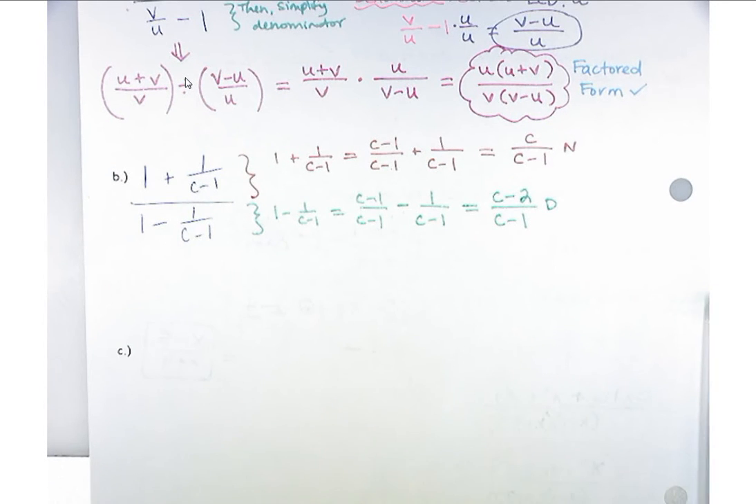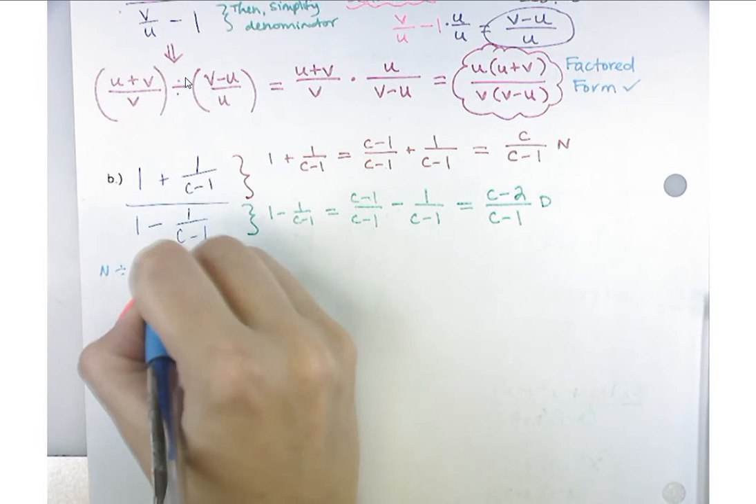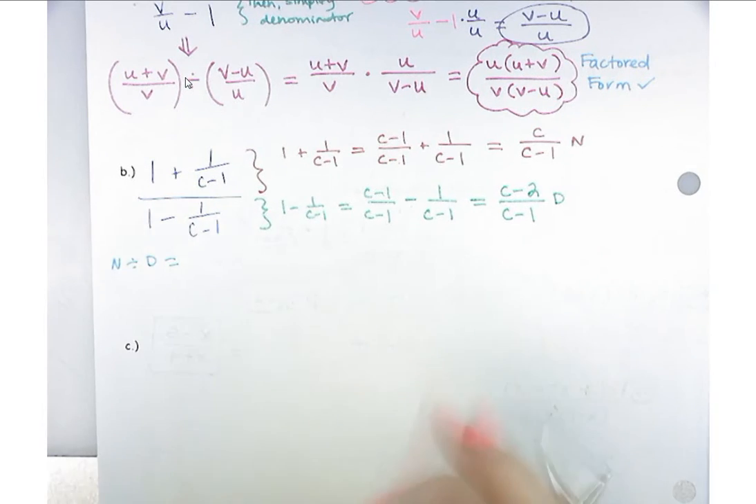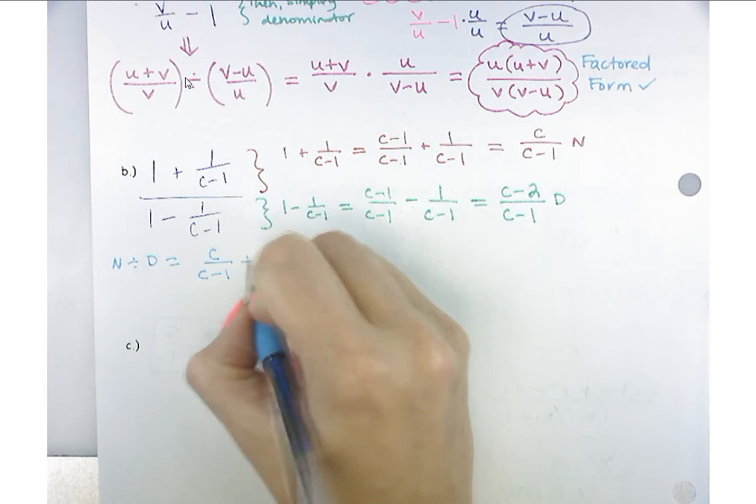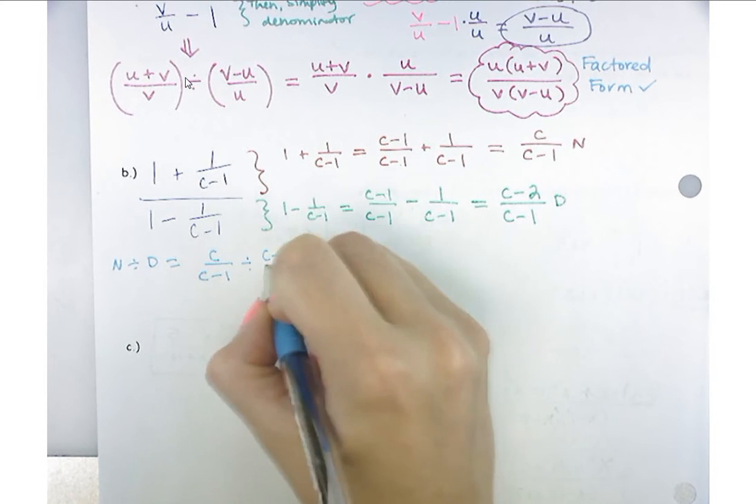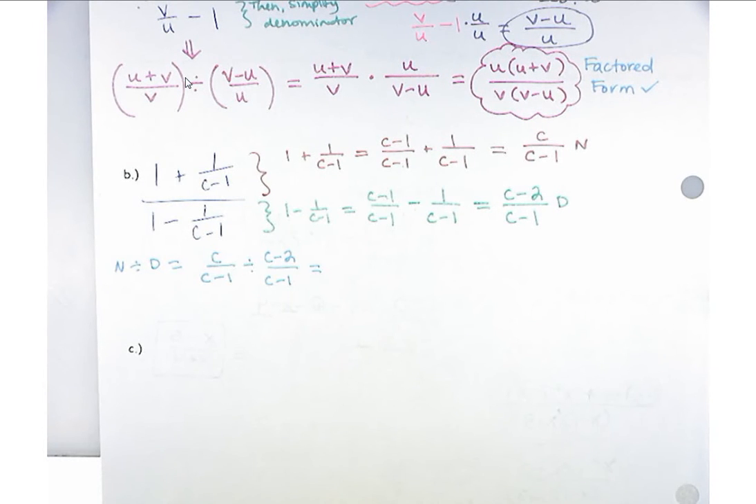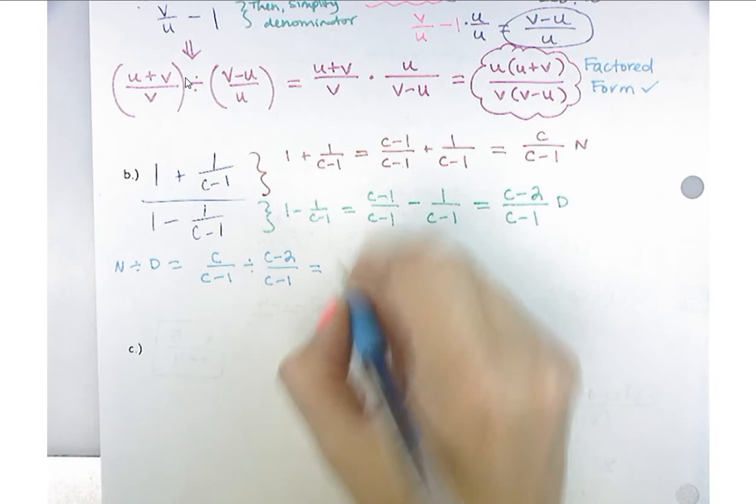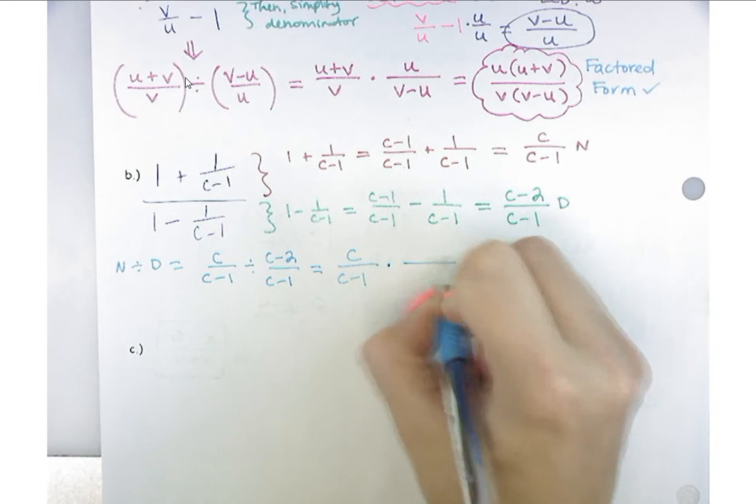So then our next step is to set up that you are dividing the numerator by the denominator. Okay, so we're going to have c over c minus 1 divided by c minus 2 over c minus 1. So you're going to skip the first one, and then you're going to multiply by the reciprocal.